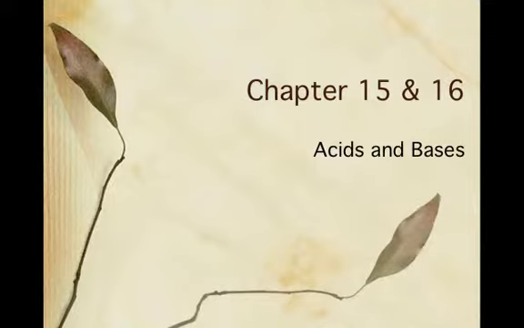Acids and bases. So we're going to talk about some of the properties of acids and bases, review over the nomenclature, which we did way back at the beginning of the year. I think it was chapter 2. Okay, so we'll review over that, and also talk about the conjugate acid-base pairs.